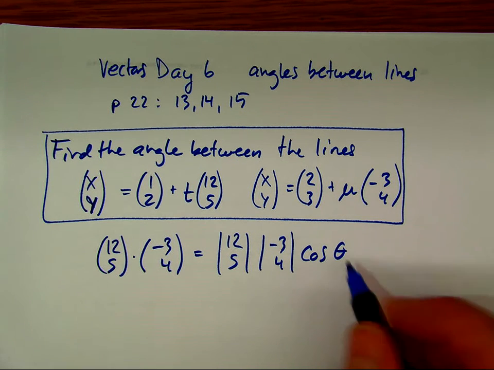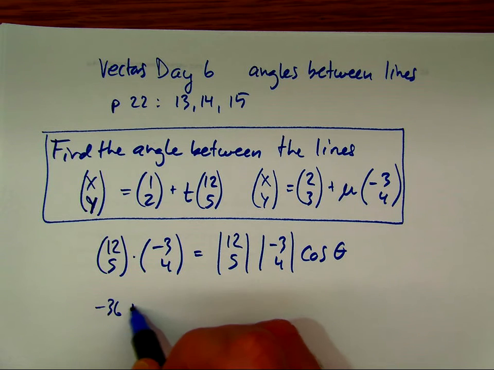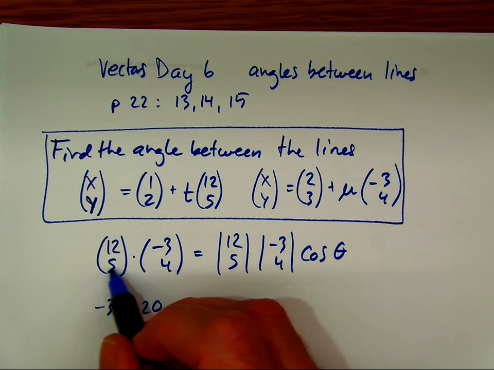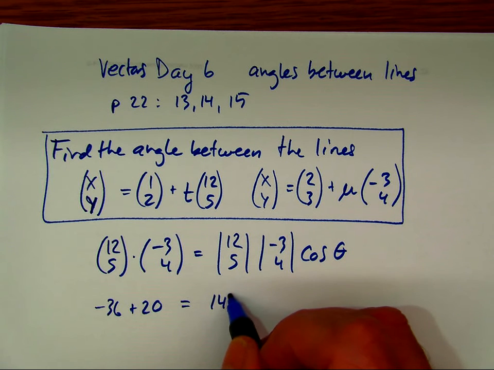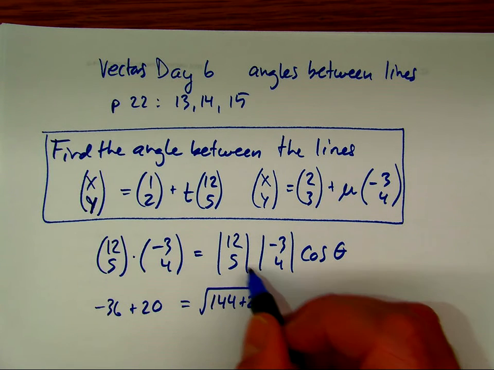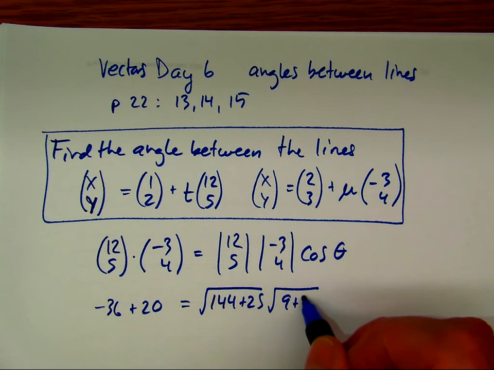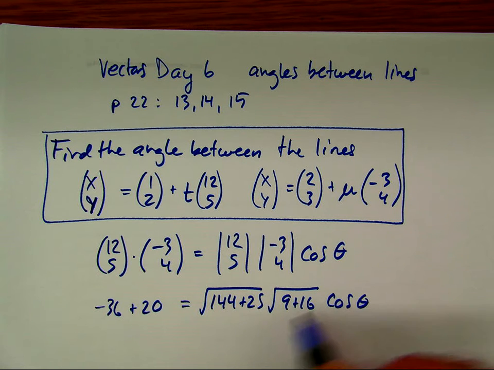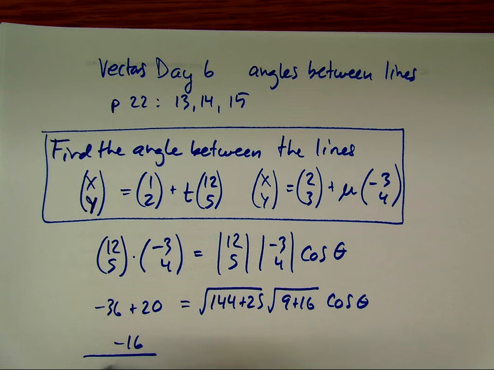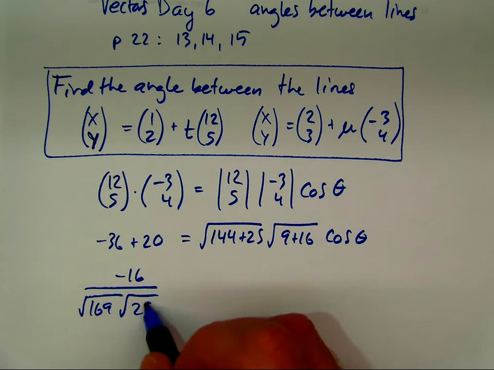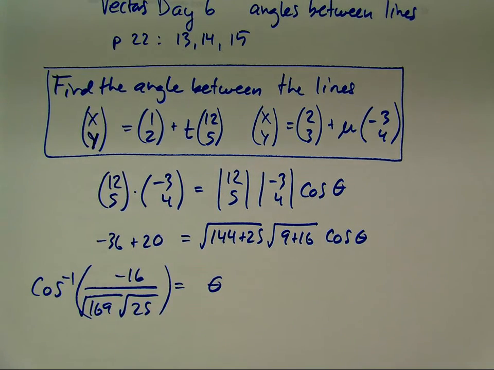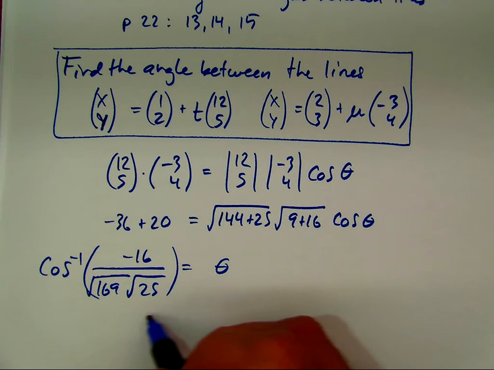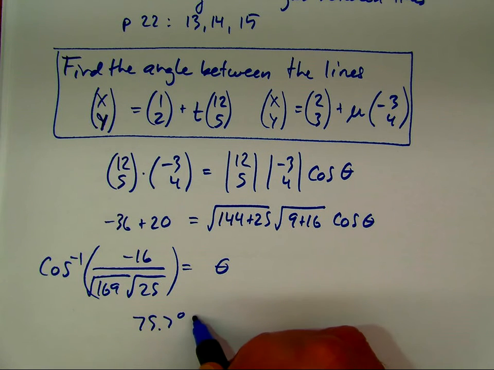We're going to find the angle. Here we get negative 36 plus 20. Dot product, multiply. Over here we have the square root of 144 plus 25. That's the magnitude. And we'll do another magnitude, 169 and 25. We'll do the inverse cosine, and we should get 75.7 degrees.